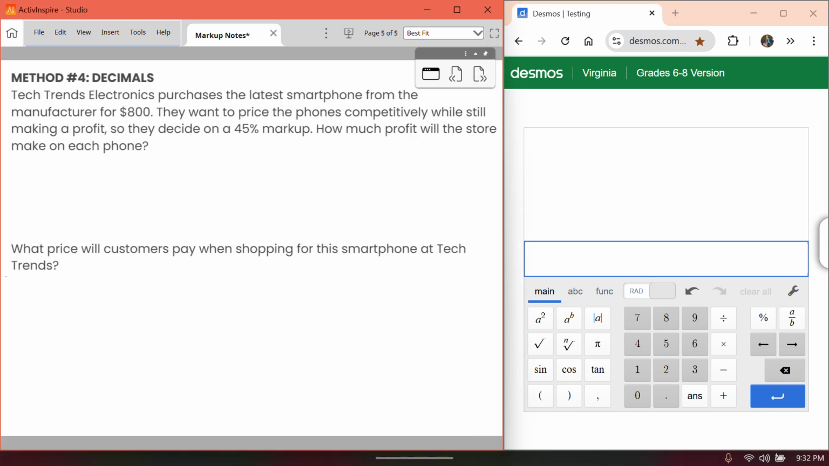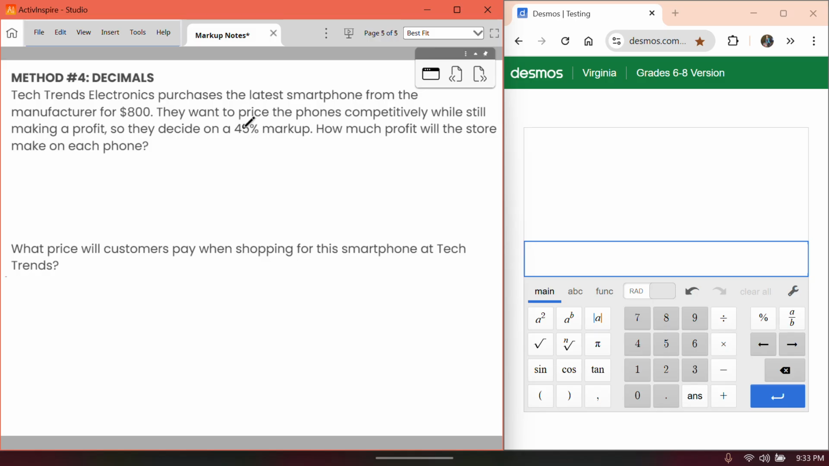And hopefully these are looking familiar to you. I don't want the word markup to throw anybody off. If you were really successful with tax and tip, you're going to be fine with this. Okay? So last question, we're going to use decimals. It says Tech Trends Electronics purchases the latest smartphone from the manufacturer for $800. They want to price the smartphones competitively while still making a profit. So they decide on a 45% markup. How much profit will the store make on each phone?